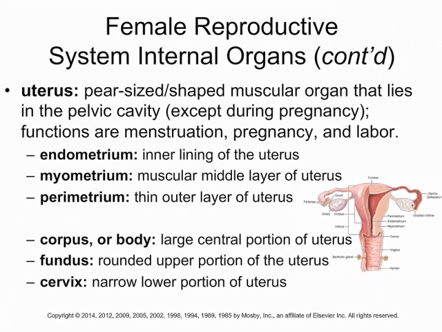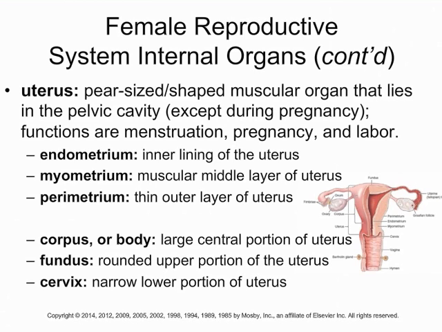The uterus itself is a pear-shaped muscular organ, and the muscular portion kind of comes into play in terms of pregnancy and labor. And it functions in menstruation, pregnancy, and labor. There are 3 linings to the uterus: the endometrium, endo meaning inner, myometrium, myo meaning muscle, so that's the muscular middle layer, and perimetrium, which is the outer or surrounding layer of the uterus.